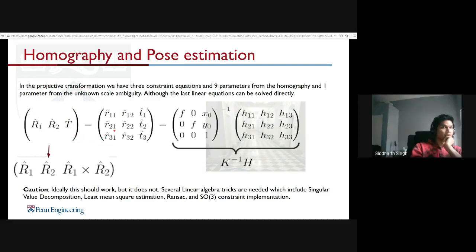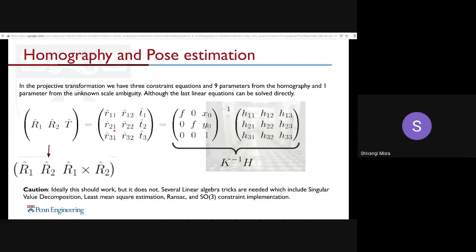Yeah, question? I have a question. Are we sure that R1 cap and R2 cap are perpendicular to each other?